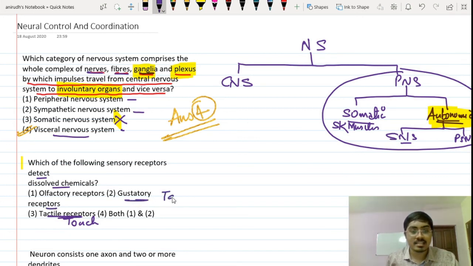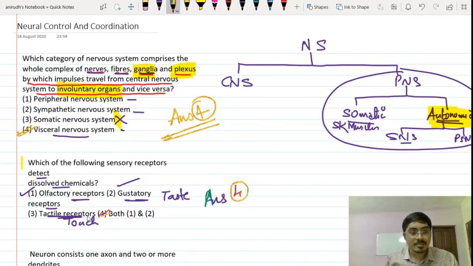But gustatory receptors, that means taste, are taste receptors. Taste is because of certain chemicals which are present in the food. Whatever you take into your mouth, you will feel a taste because certain chemicals are responsible for giving it the taste that it deserves. Olfactory receptors are for smell. Again, smell is because of certain chemicals present inside the substance that you are smelling. So my option will be olfactory as well as gustatory receptors. I will be marking option 4 as the correct answer.